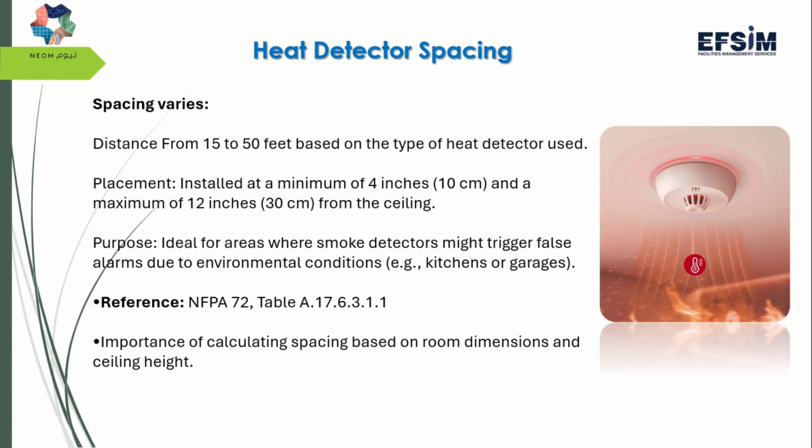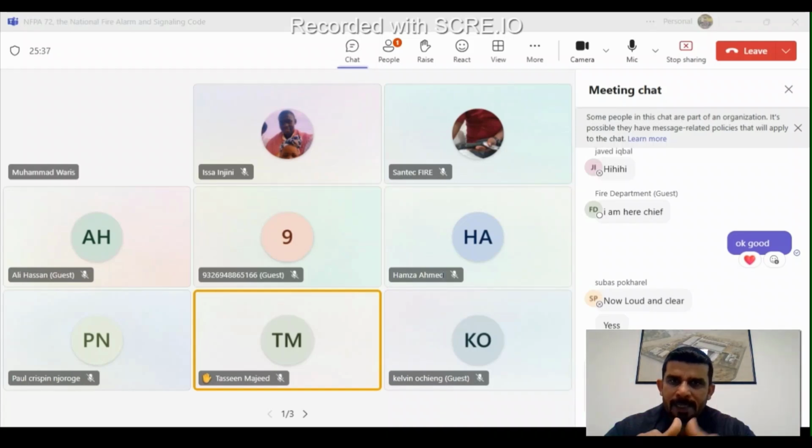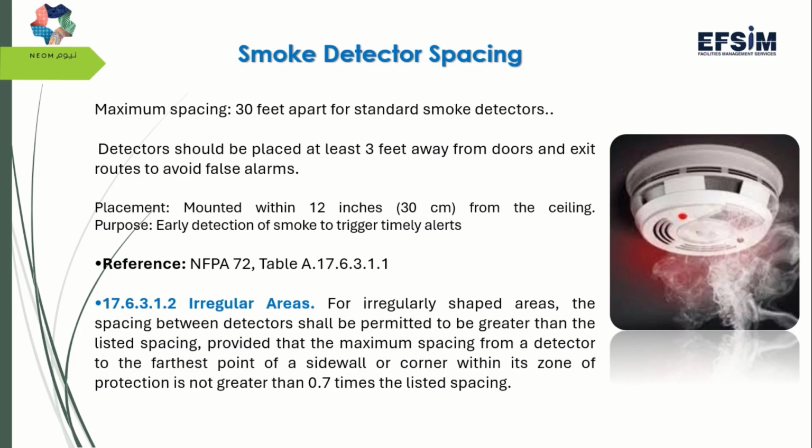Smoke detectors. The maximum spacing is 30 feet, from one smoke detector to the next smoke detector that we can install. Maximum is 30 feet distance. And it also depends on what kind of area it is, whether it is a gallery, a room, an ICT room or a MEP store, like this, okay.